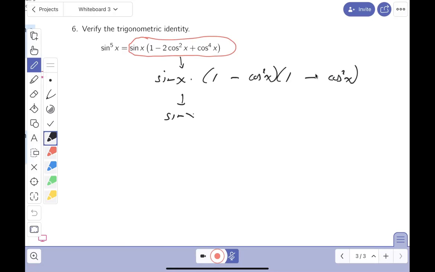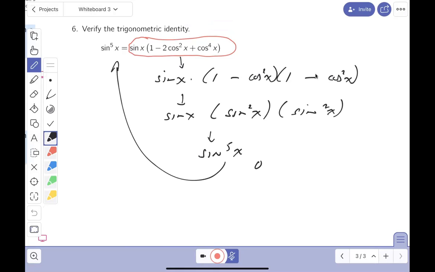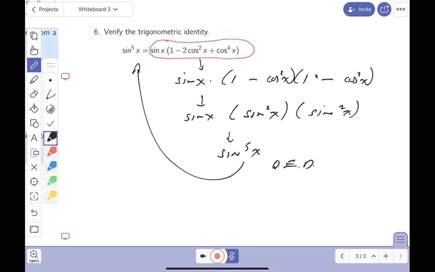I'm going to say these are Pythagorean identities. 1 minus cosine squared is sine squared. And 1 minus cosine squared is sine squared. Whoops, sorry about that. I was going to write that down twice. One factor, 2 factors, followed by another 2 factors is 5 factors, right? QED. All right, let's go to number 7.